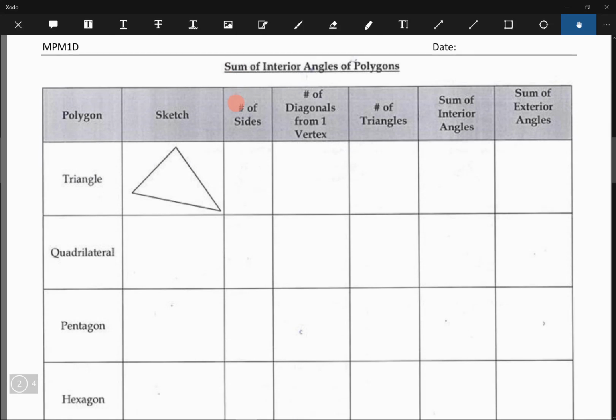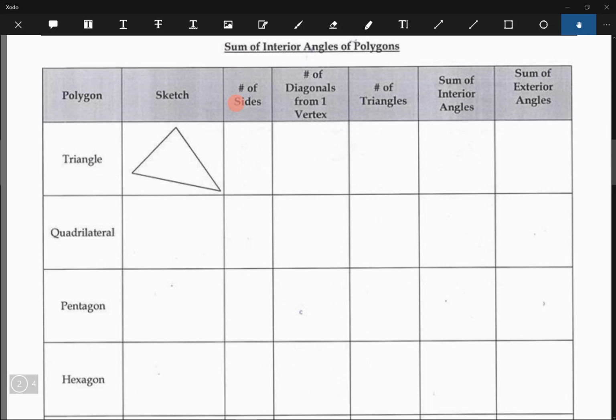Okay, so what if we go beyond triangles? What I would like to do is try and copy and complete this table. I'm going to go through the first couple of them with you. Here's my sketch of a triangle. How many sides does this triangle have? Well, we have 3 sides.